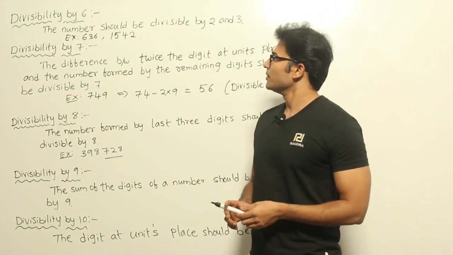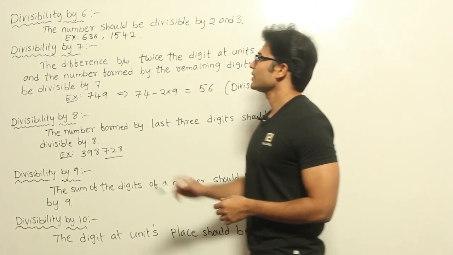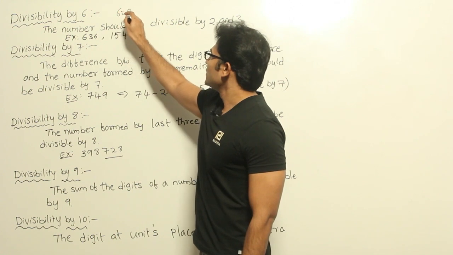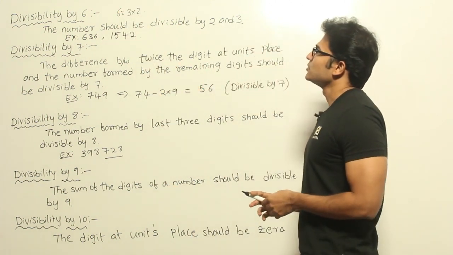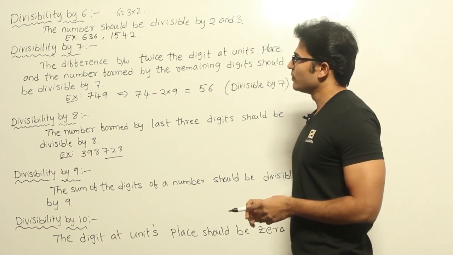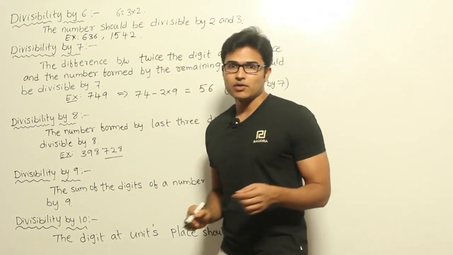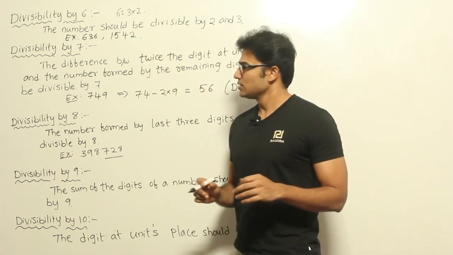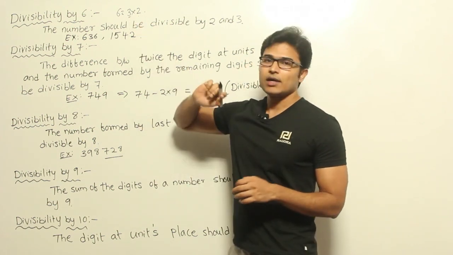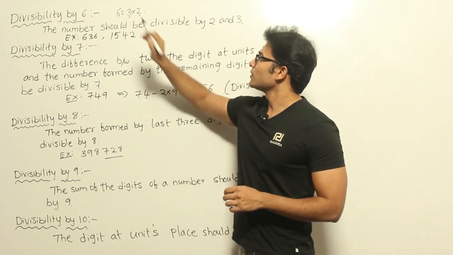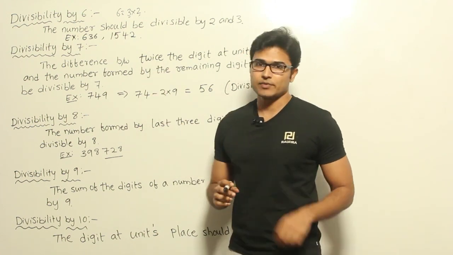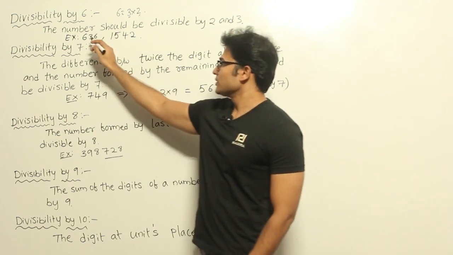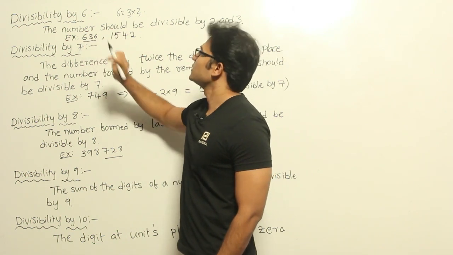Now let's see divisibility by 6. We can write 6 as 3 into 2, right? Therefore, we can say that a number is divisible by 6 if it is divisible by both 3 and 2. So in order to check for divisibility by 6, check whether it is divisible by 3 and check whether it is divisible by 2. If it is divisible by both 3 and 2, we can say that it is divisible by 6, right? So you check this number 636.